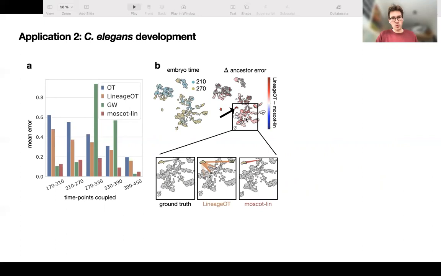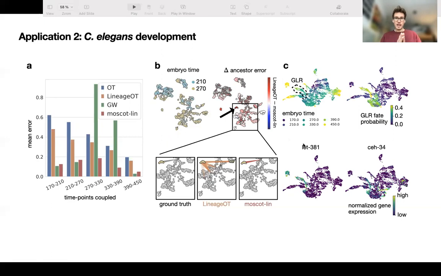We then zoomed into one of these time points, the 210 to 270 time point. We computed the difference in ancestor error. So if it's red here, it means LineageOT has a higher error than moscot-lineage. And there was one cluster where the difference was especially large. So we zoomed in on that, looked into the ground truth coupling that we get from the ground truth lineage tree, which told us that this entire cluster should basically be coupled to this one cell. We then checked what LineageOT did. It coupled this cluster to many, many different cells, whereas moscot-lineage coupled it exactly to that one cell, basically by using barcode information from both time points and by combining this with the gene expression information.